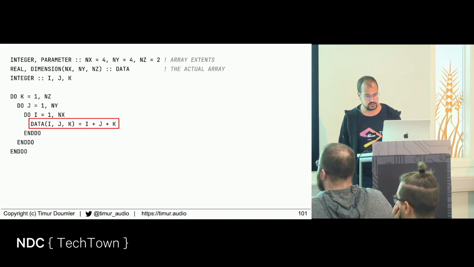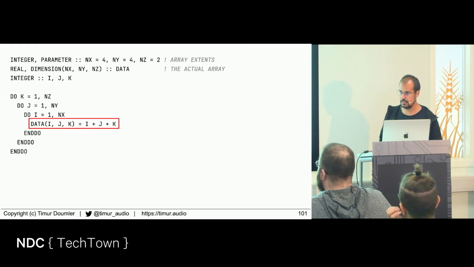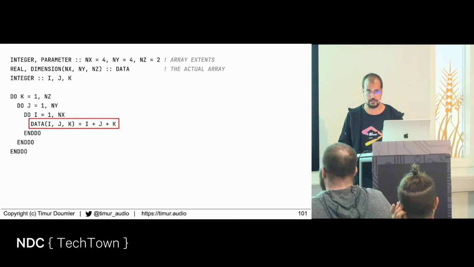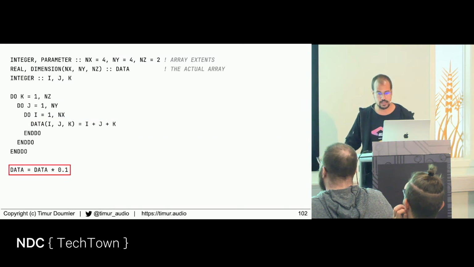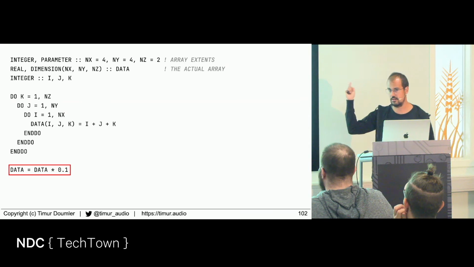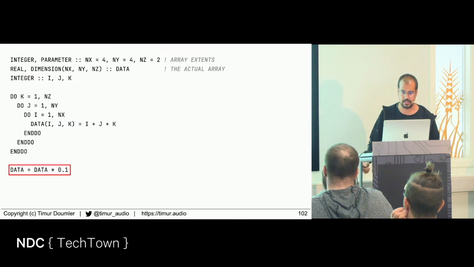That's nice and easy. In Fortran, multidimensional arrays are actually a core language data type. It's not a library thing. It's built into the language, which is really cool. You can multiply a 3D array with a number, and it's going to do the element-wise multiplication.